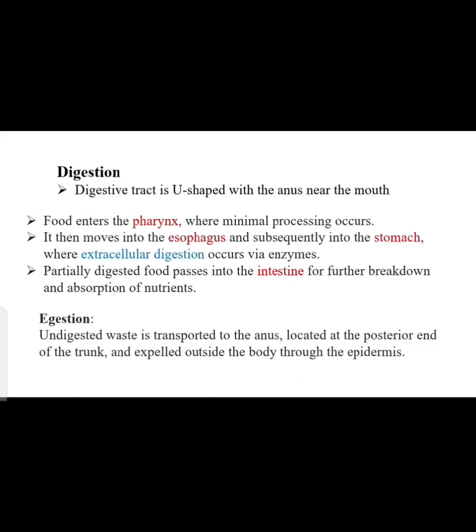The digestive tract is U-shaped with the anus near the mouth. Food enters the pharynx where minimal processing occurs. It then moves into the esophagus and then into the stomach where extracellular digestion occurs by enzymes. Partially digested food passes into the intestine for further breakdown and absorption of nutrients. Undigested waste is transported to the anus and is expelled outside the body through the epidermis.